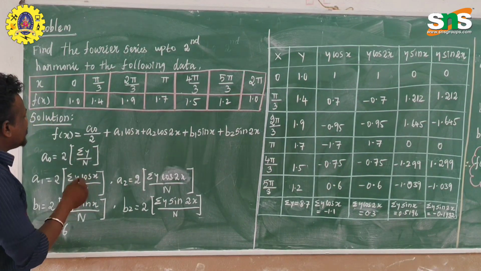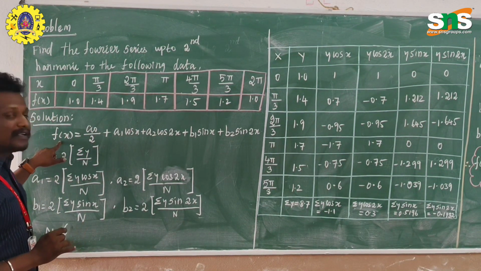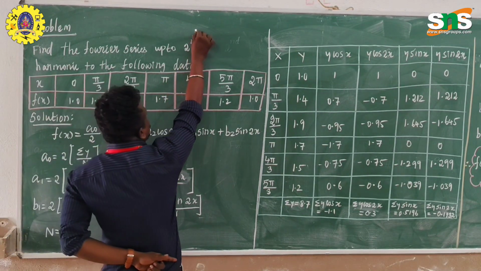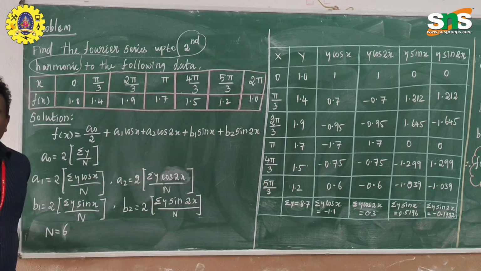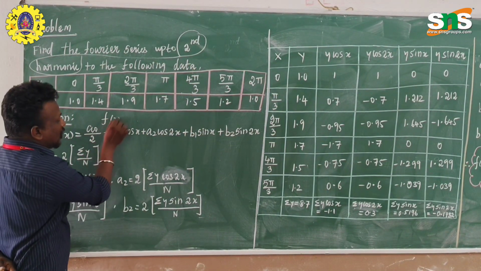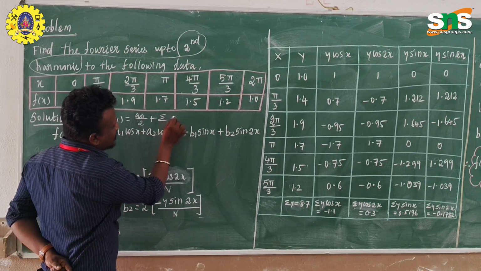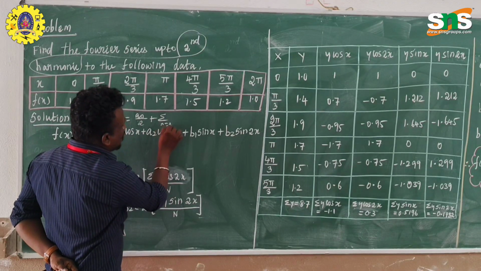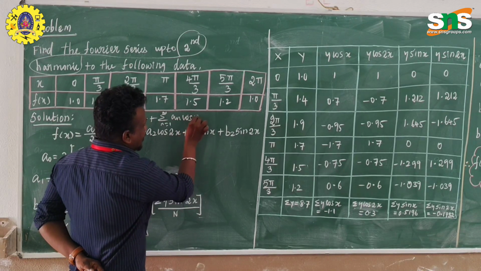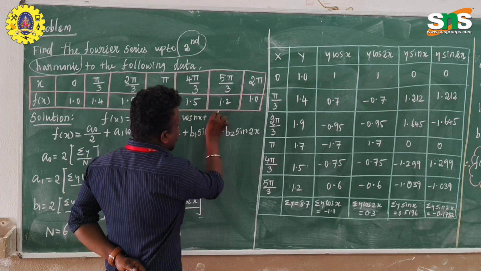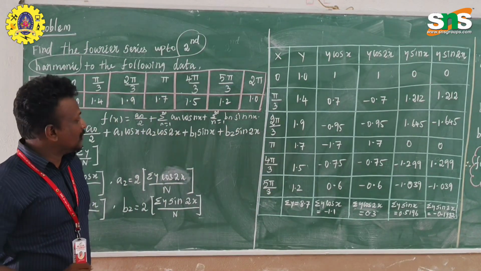Already we have seen the general Fourier series formula. The same formula I have just expanded here. In the question itself, the word second harmonic is very important, which means we have to expand our general Fourier series formula. The general formula is a naught divided by 2 plus summation n equal to 1 to infinity a n cos nx plus summation n equal to 1 to infinity b n sin nx. So this is the general Fourier series formula.